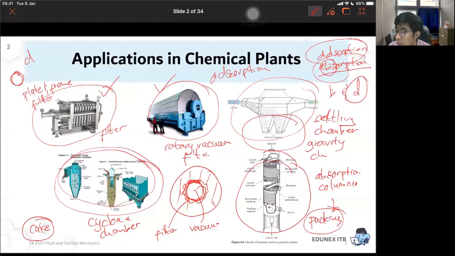The structure will not be different, a bit similar to absorption, but using different types of solid.